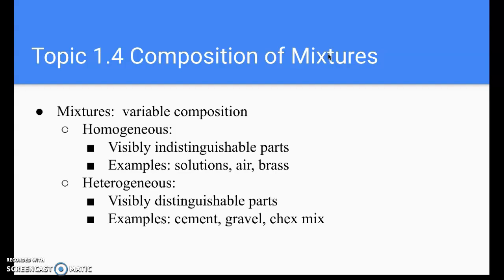A heterogeneous mixture has visibly distinguishable parts, as in you can see the different parts. So examples would be cement, gravel, Chex Mix, chocolate chip cookies, things like that. So with this, just know the definition of each type and know a couple of examples of each.